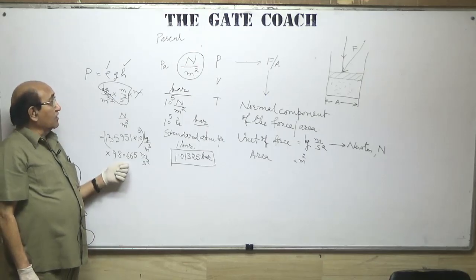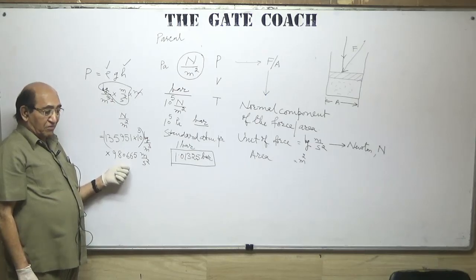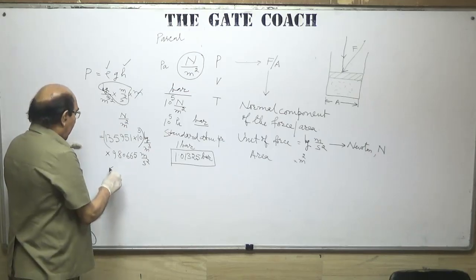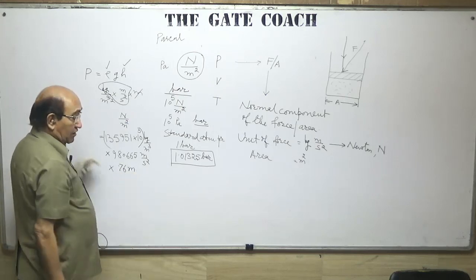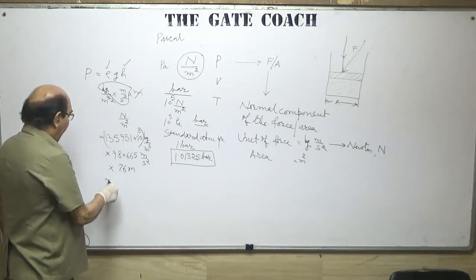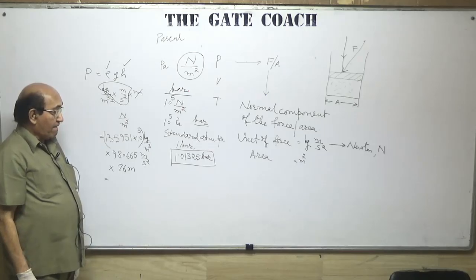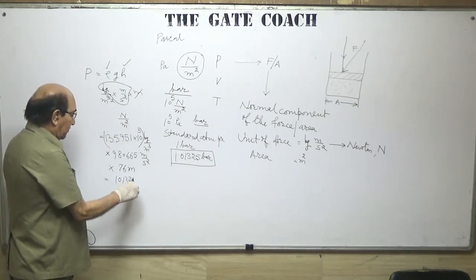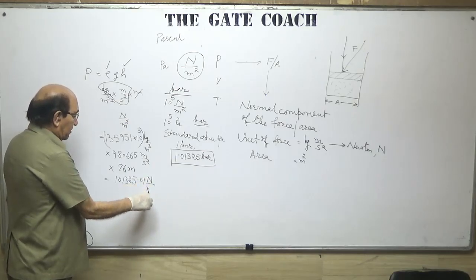Now we require the basic value of P, the standard atmospheric pressure. That means we must use the standard values. And then 0.76 meter of mercury column. Now you calculate this. And you will be getting 101325.01 Newton per meter square.